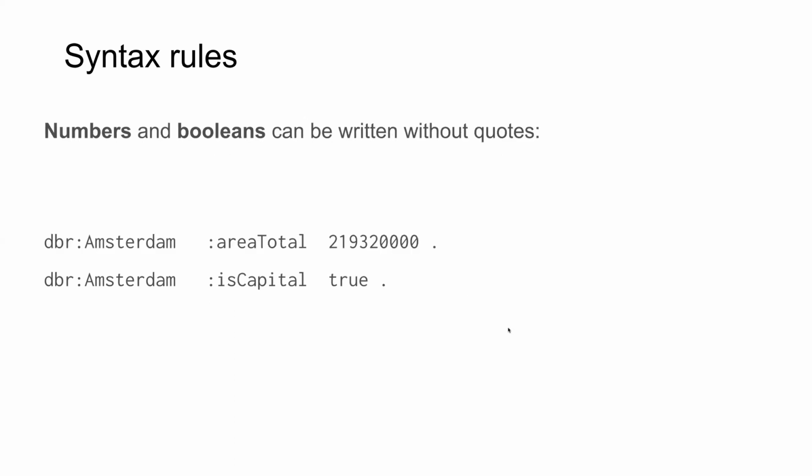We can write numbers and booleans without quotes, only numbers and booleans. This means that if you have a string value, strings have to be quoted all the time. To avoid confusion, try to always use quotes.